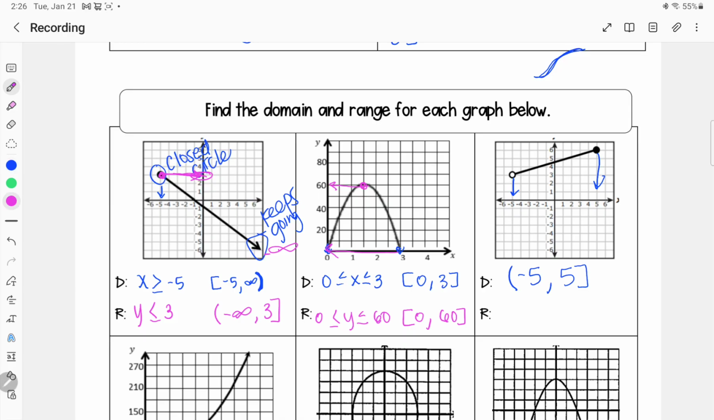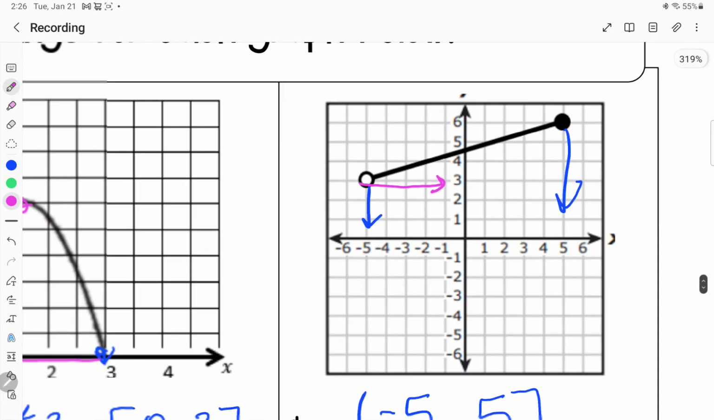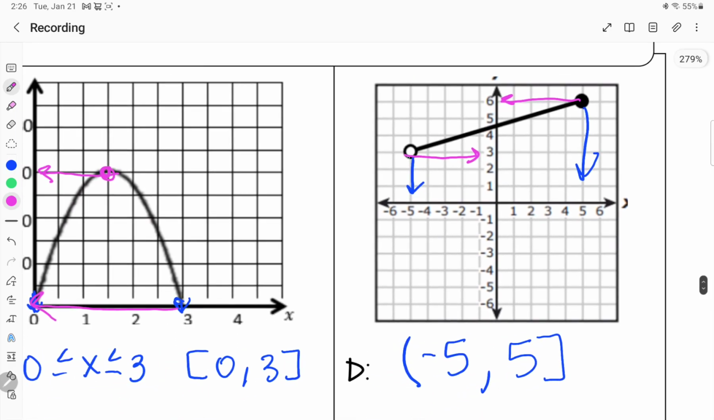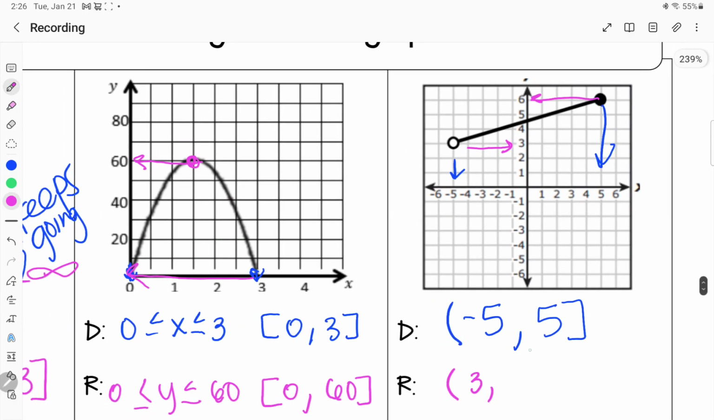Then if we have our range, this is the lowest point. I gotta make this bigger because I cannot see. And this is my highest point. And does not include this because that was an open circle. So it doesn't include that. So we're gonna do again an open 3 and then a closed at 6. And that's what that would look like.